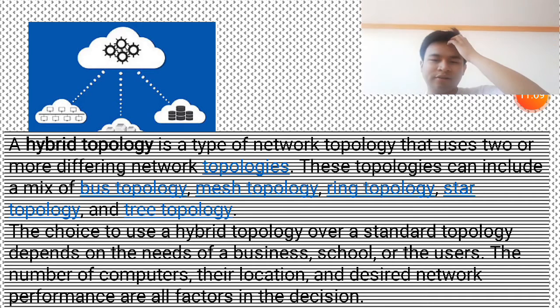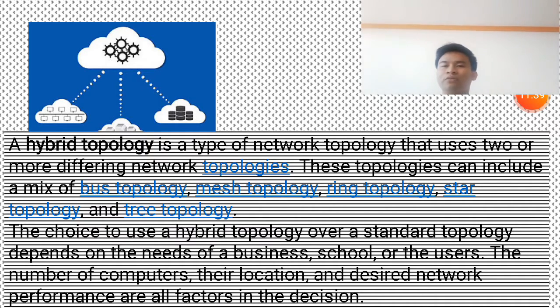Hybrid topology is a type of network topology that uses two or more differing network topologies. These topologies can include a mix of bus topology, mesh topology, ring topology, star topology, and tree topology. The choice to use hybrid topology over a standard topology depends on what they need. What are we going to use? Bus, mesh, ring, star, or tree topology.